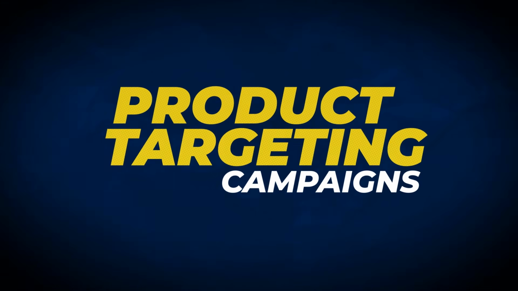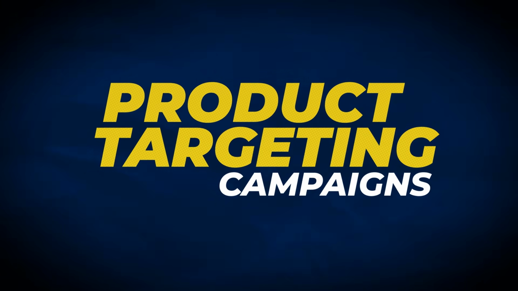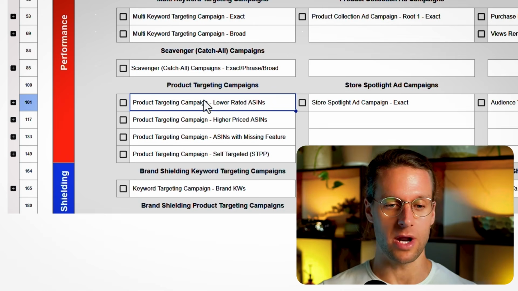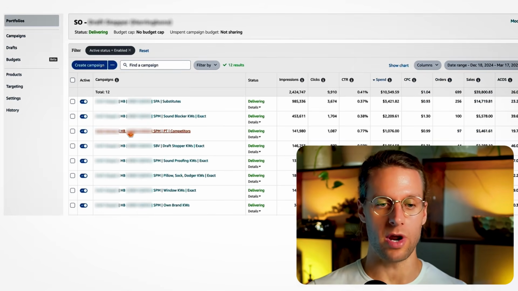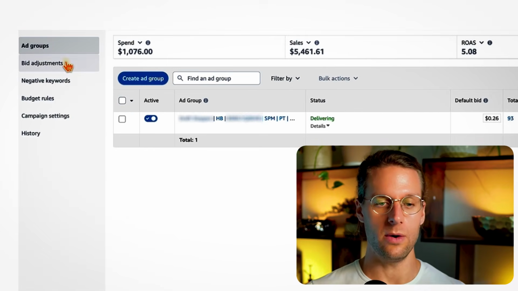Let's get on to how to optimize a product targeting campaign. In the cheat sheet you guys get, you'll see the product targeting campaigns down here, and you can always click into them to see how to set up the campaign, but let's talk about how to optimize it. Okay, so I've clicked into a product targeting campaign here, and now I'm on the campaign level.